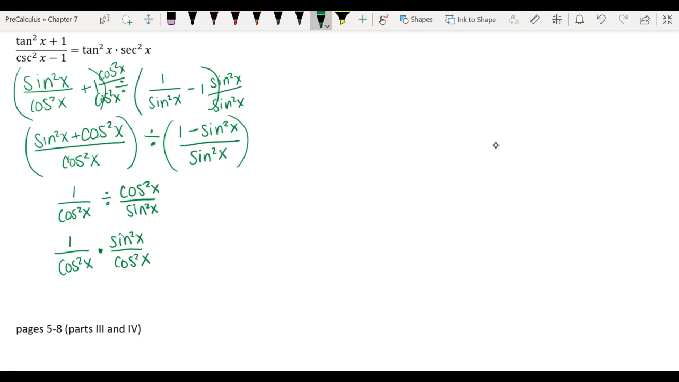What is 1 over cosine squared equal to? It's equal to secant squared. What is sine squared over cosine squared equal to? Tangent squared. So right now in this order we have secant squared of x times tan squared of x. And what's the last thing we need to do then? Just need to use the commutative property and change them, right? And then that gets us the version we wanted.